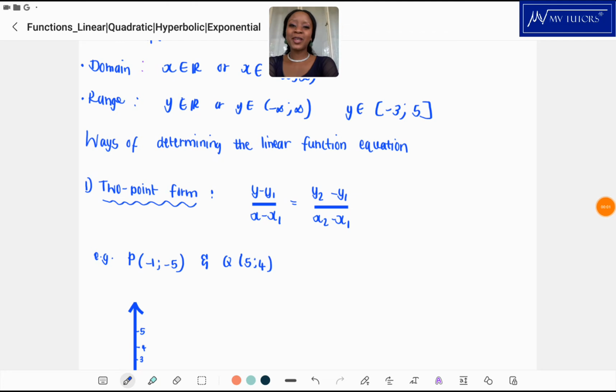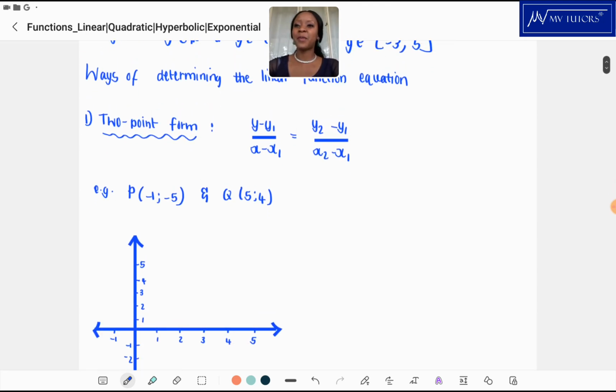Now we're going to have a look at how to actually determine the linear function equation. They can give you different kinds of information, and you have to get the equation for it. Firstly, we're going to look at the 2-point form. Let's say they give you 2 points on a straight line function, and you need to get the equation of this line. For example, we're going to use this equation here. This is where it's applicable.